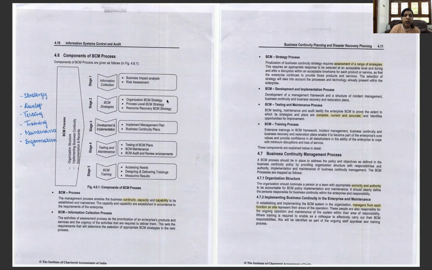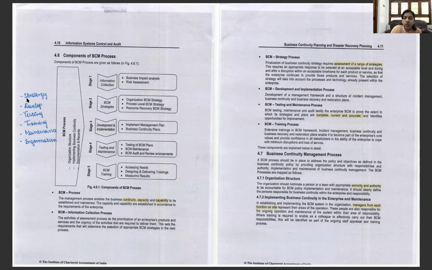Okay. Components of BCM process. We have 5 stages here. To remember the stages, we are going to be using another mnemonic, which is Sachin develops testing and training for Mumbai Indians. So let us remember this. You can also note it down, please. Sachin develops testing and training for Mumbai Indians.